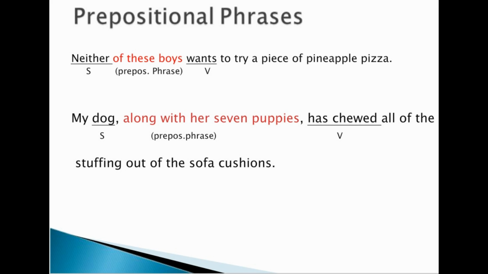Let's look at another example. My dog, along with her 7 puppies, has chewed all of the stuffing out of the sofa cushions. Here, both my dog and her 7 puppies are chewing on the sofa, but because the puppies are part of the prepositional phrase along with her 7 puppies, the only word that counts as the subject is dog.